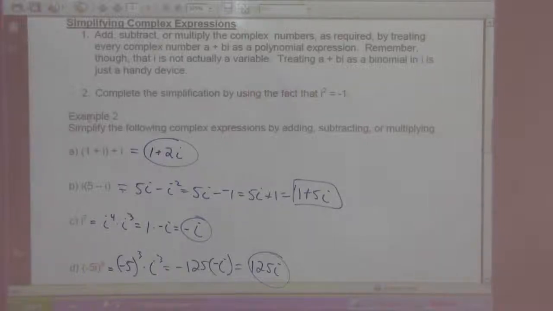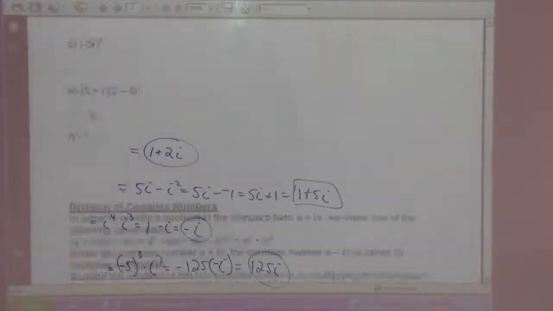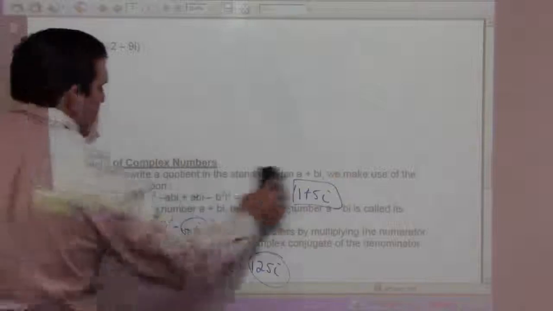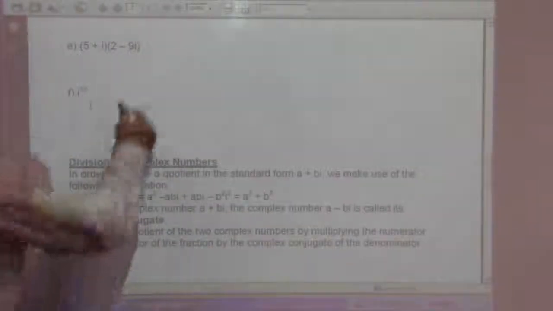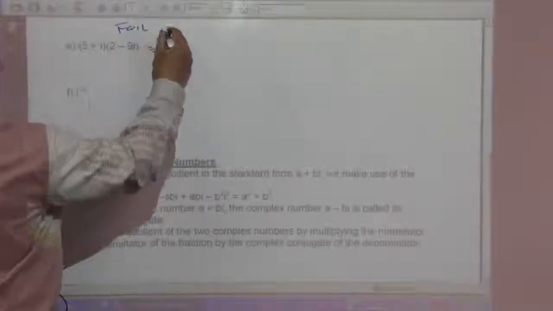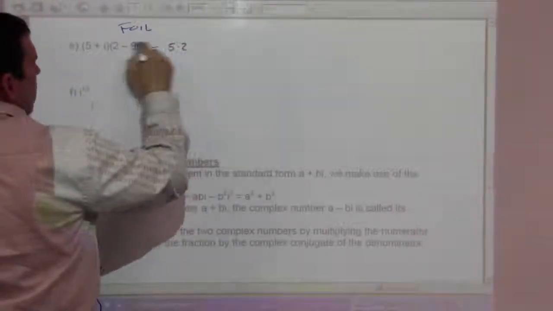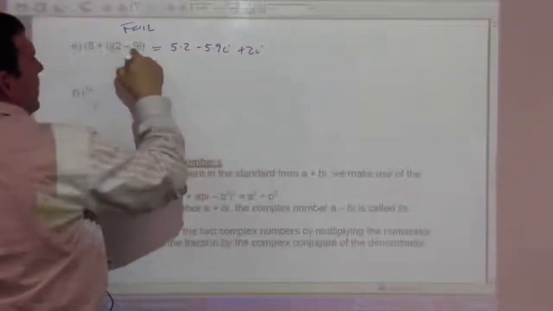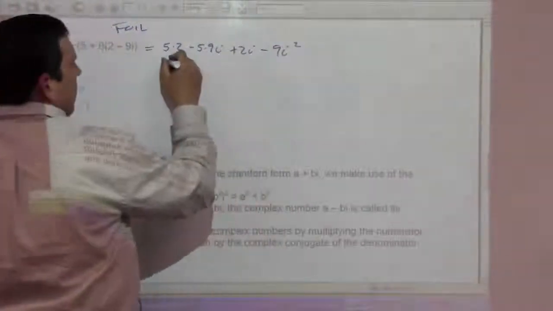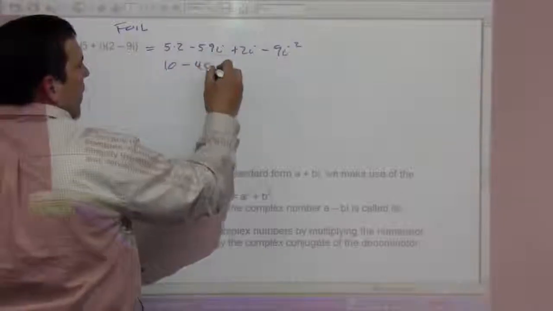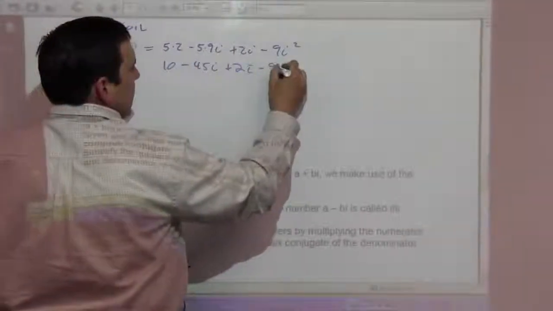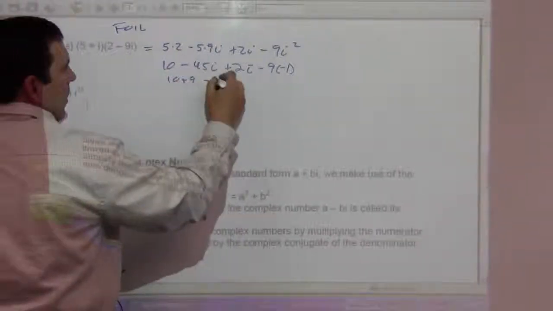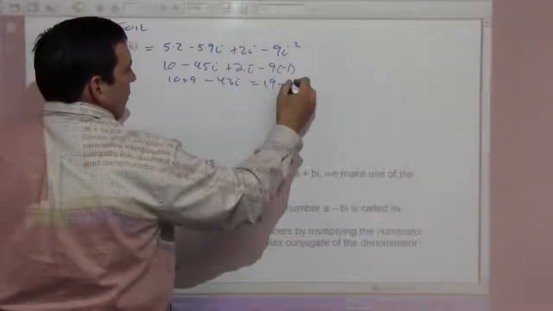Bottom of this page. For e we have 5 plus i times 2 minus 9i. So we're going to FOIL that. 5 times 2, 5 times negative 9i, i times 2, i times negative 9i. That's going to be 10 minus 45i plus 2i minus 9 times negative 1. So that's going to be 10 plus 9 minus 43i. So it's 19 minus 43i.